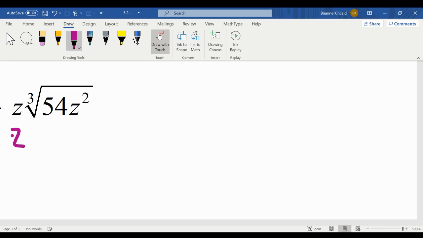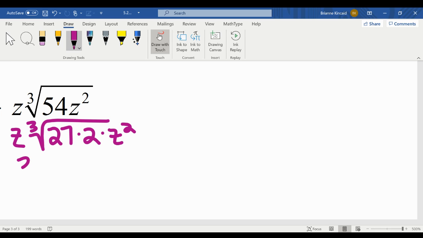I have a z on the outside. Obviously not going to be able to rewrite z squared at all, but I want to try and rewrite 54 as a perfect cube times some number. 54 can be rewritten as 27 times 2, because 27 times 2 is 54. 27 is a perfect cube. And then I also have this z squared. Now I'm able to take the 27 out in front as a 3. Cube root of 27 is 3.